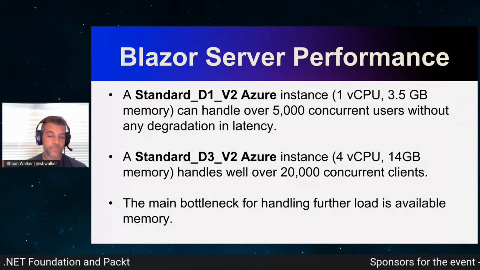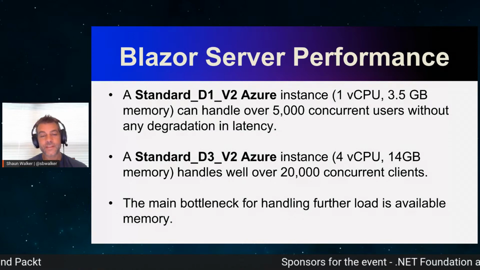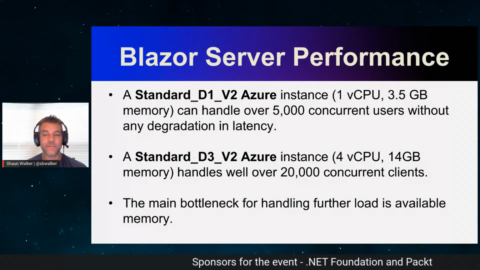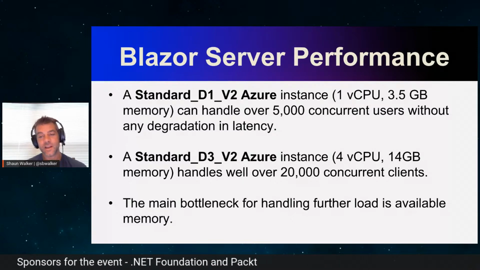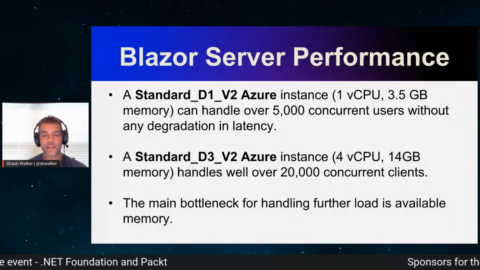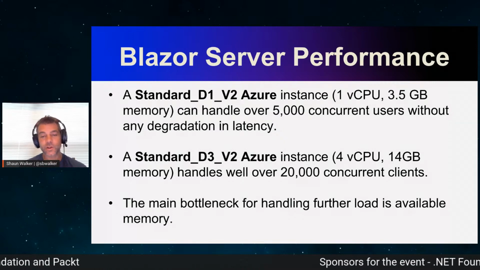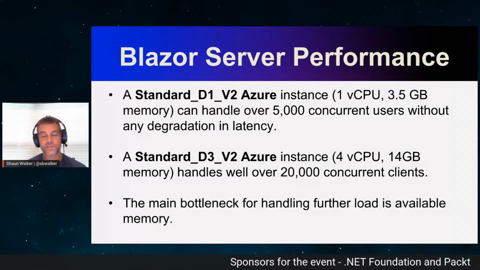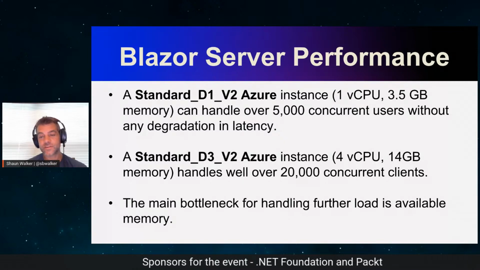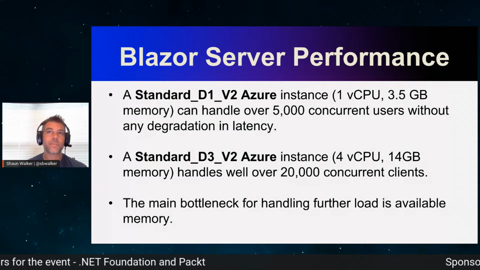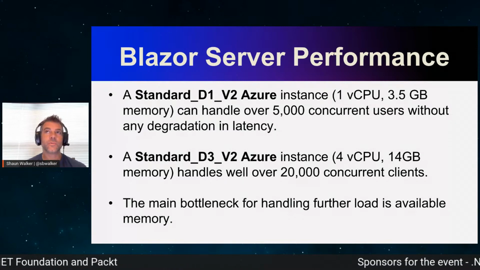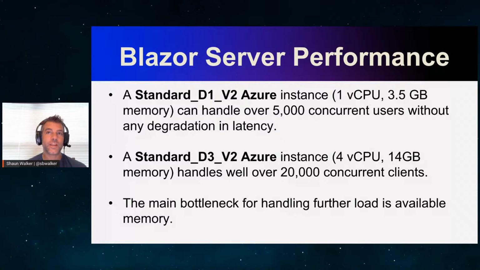So using Azure as a benchmark environment, even a fairly basic Azure instance, like a standard Azure instance with one CPU and 3.5 gigs of RAM, could handle over 5,000 concurrent users, which is actually pretty significant. So if you're building a line of business application for usage within a company, which is a pretty common scenario, Blazor Server is a great option for that.